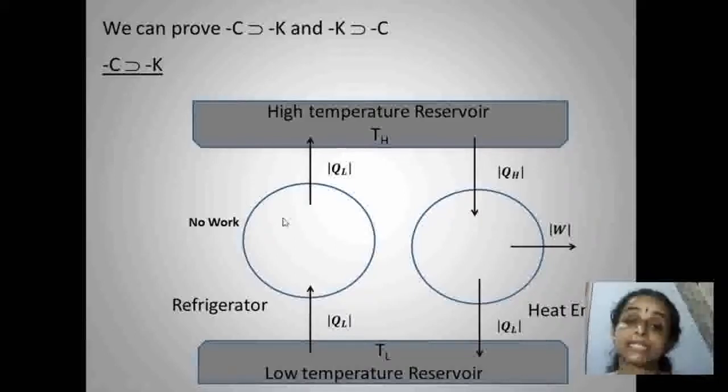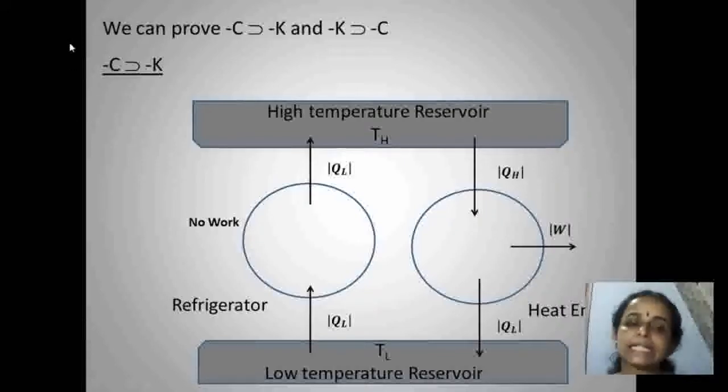So what is Clausius statement? Clausius states that it is impossible to construct a refrigerator operating in a cycle that will produce no effect other than the transfer of heat from a lower temperature reservoir to a higher temperature reservoir. That means the impossibility of transfer of heat from a lower temperature to a higher temperature reservoir without doing external work. So in order to transfer heat from a lower temperature reservoir to a higher temperature reservoir, we have to do some work on the system. So that is the Clausius statement.